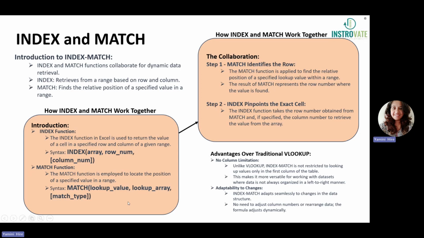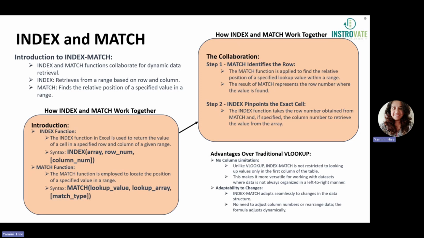And what match does is look up the value in that particular area. So if you collaborate them, what will happen? The match function is applied to find the relative position of the specific lookup value within the range, and index takes that row number obtained from the match and the specified column number to retrieve the value from the array. So you can mix them together and get that result, right? It works like a VLOOKUP, but it has more advantages than the traditional VLOOKUP.